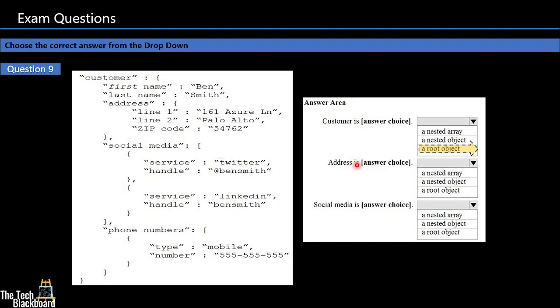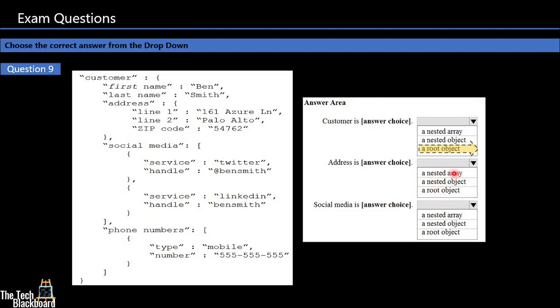Now the question asks, what is an address? You can see address is here. And then it says, is it a nested array? Is it a nested object? Or is it a root object? Of course, it cannot be a root object because the root object we have already seen is customer. So is it a nested array or is it a nested object?